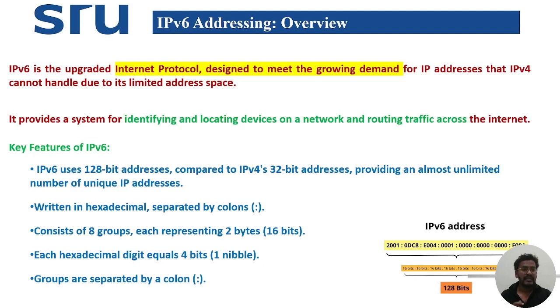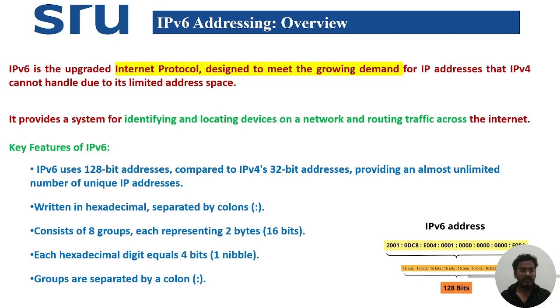It provides a system for identifying and locating devices on a network and routing traffic across the internet. So it identifies and locates devices on the network and routes traffic. It gets the traffic clearance for transmitting frames from one device to another, and identifies and locates the devices through the internet.